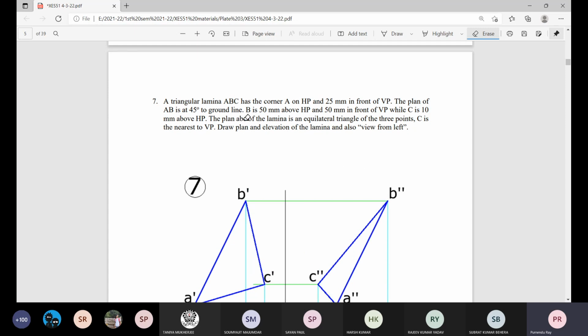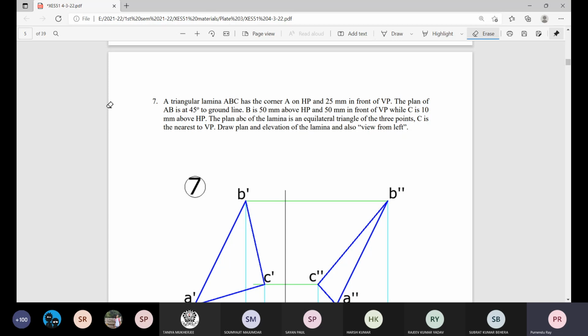Triangular lamina ABC has the corner capital A on HP and 25 mm in front of VP. The plane of AB is at 45° to the ground line. B is 50 mm above HP and 50 mm in front of VP, while C is 10 mm above HP. The plane ABC of the lamina is an equilateral triangle. Capital C is the nearest to VP. Draw plan and elevation of the lamina and also the view from left.